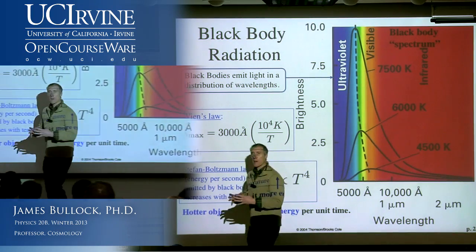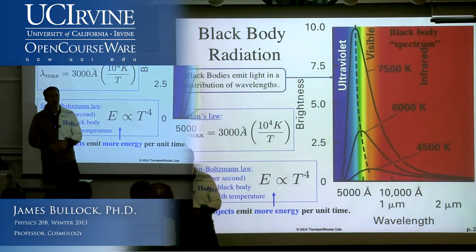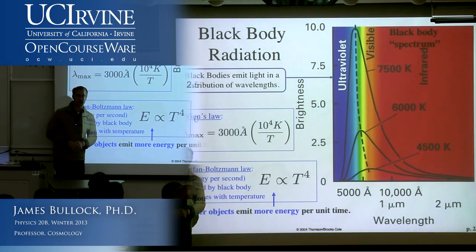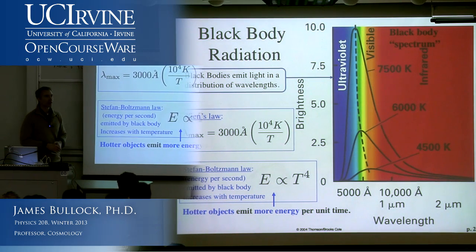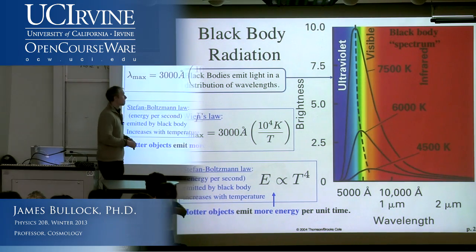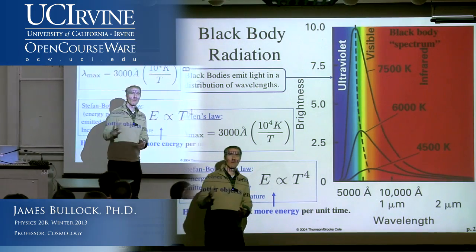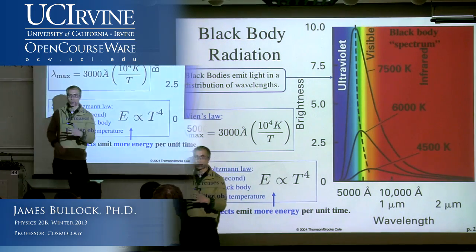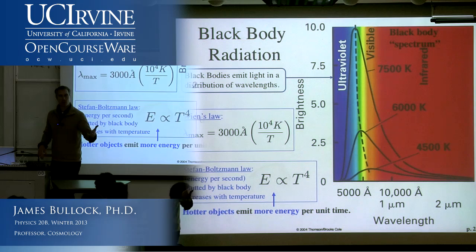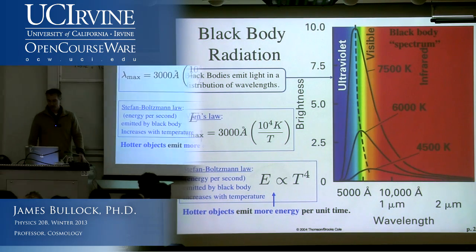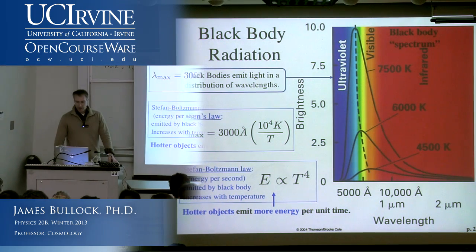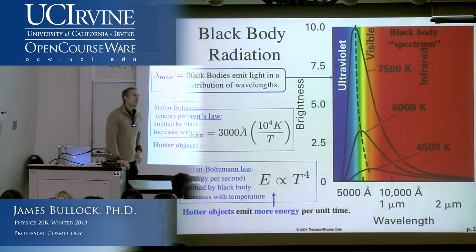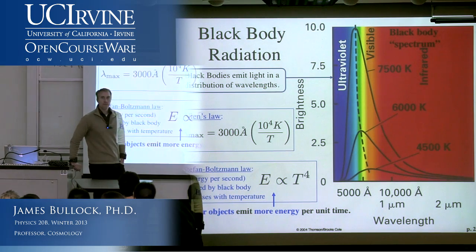So hotter objects emit more energy per unit time than cooler objects. A lot more energy per unit time. And they also glow in bluer light, mostly. So they'll look bluer and they'll spit out more energy the hotter you are. Are there any questions about this?